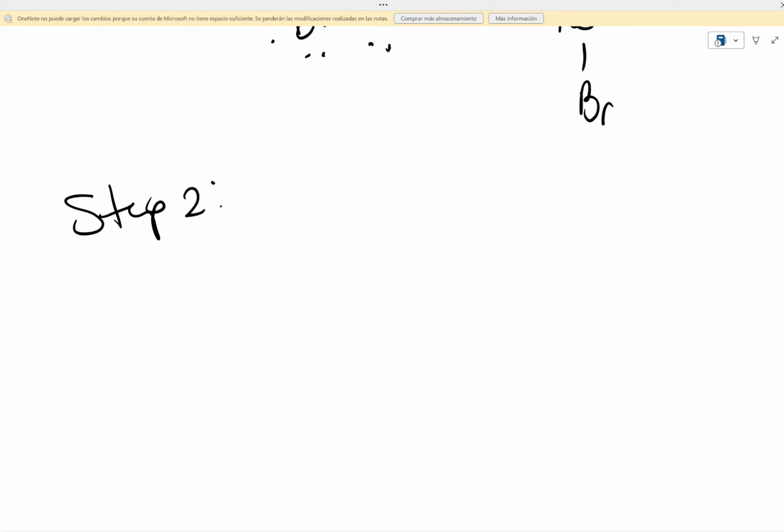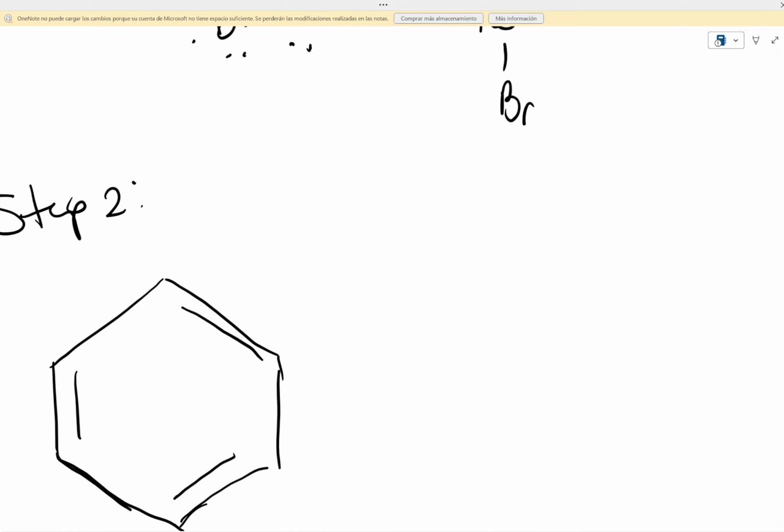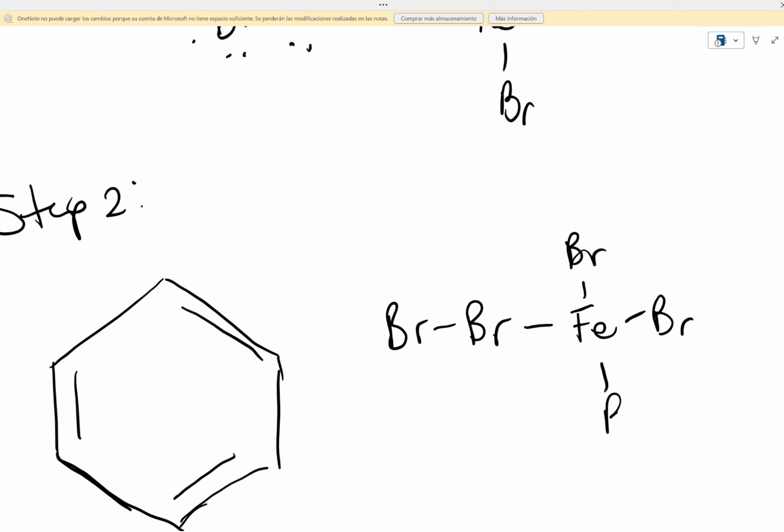In step 2 now, we're going to have our benzene. Now that we already created the strong electrophile, all we need to do is add it to our system. So we have benzene like that. Let me draw everything so that you guys can see how the mechanism works. So we're going to have something like this. Just redrawing everything. This is slightly positive.